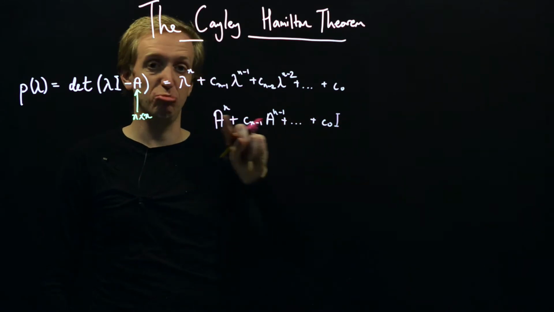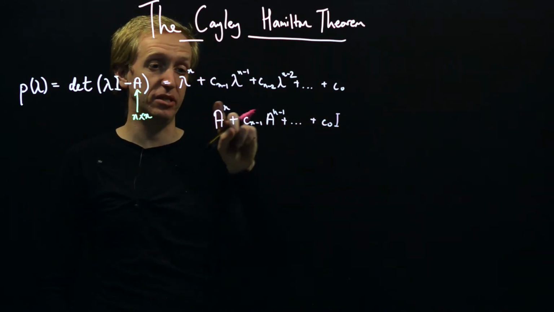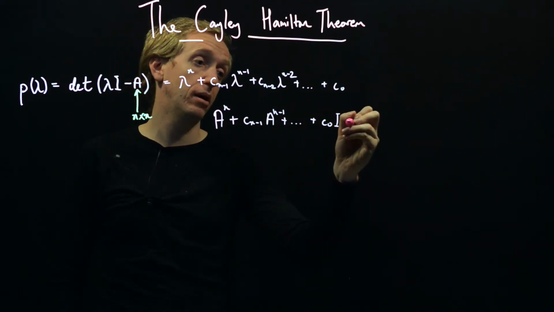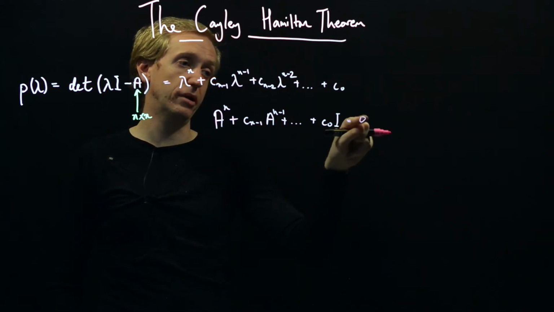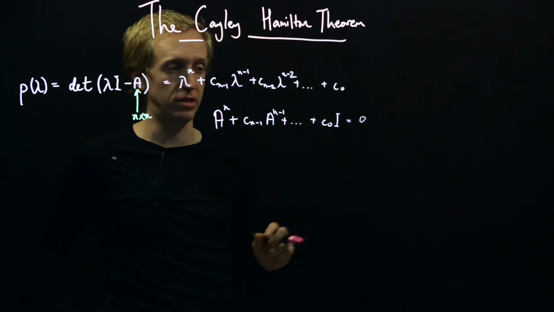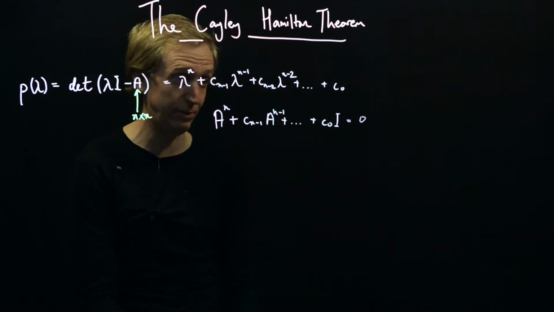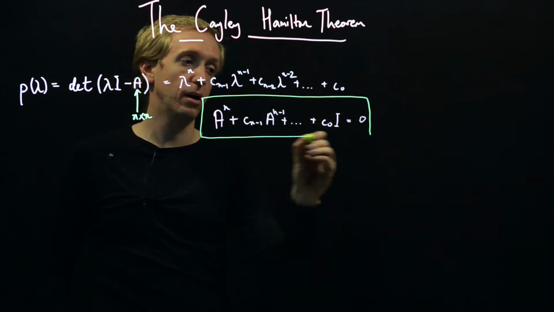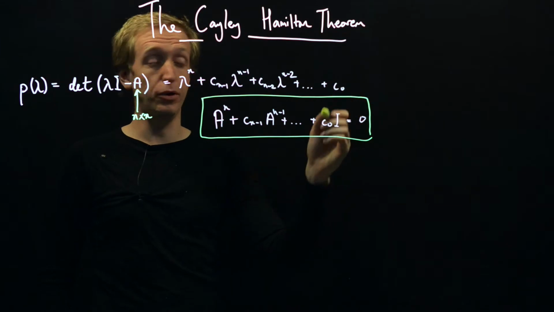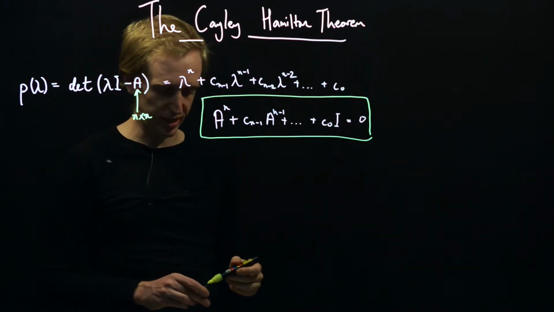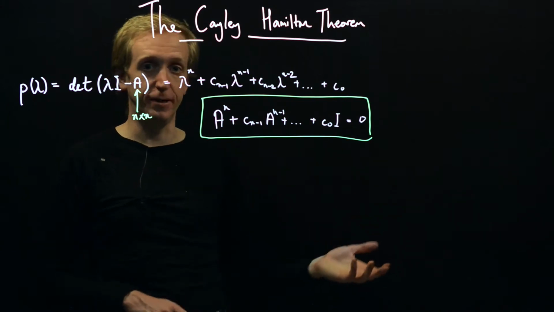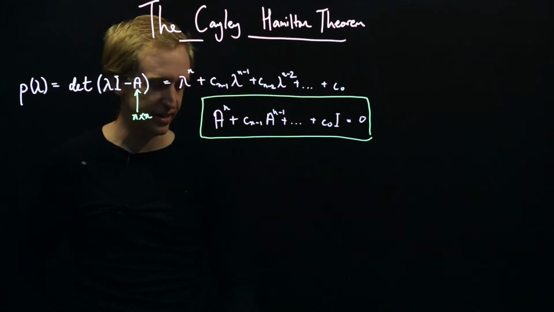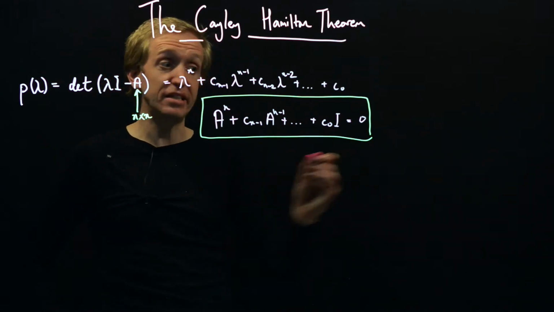So here I have this sum of matrices, everything's square, so this is a square matrix, this is a square matrix, this is a square matrix. If I add all of these things together, I get a matrix of zeros. So I'm just going to write this as 0 here, but we've got a square matrix of zeros here. And this is the Cayley Hamilton theorem. It says that if you substitute a matrix into its own characteristic polynomial, you get 0. And sometimes people say things like, the matrix satisfies its own characteristic polynomial, which is a slick way to state the Cayley Hamilton theorem.